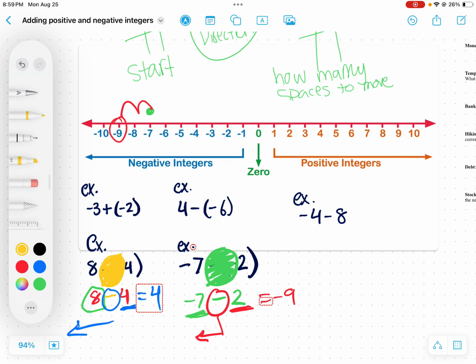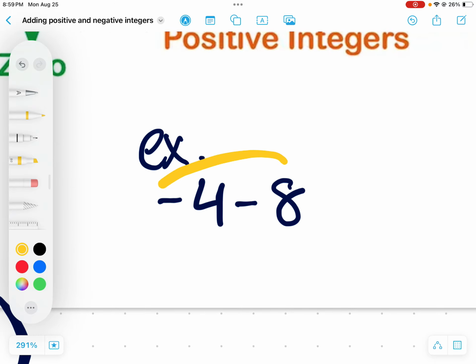Now some of the problems you might come across, like this one right here, will not have any winky faces or squinty faces. So even though there are 2 negative signs right here, there's no nose separating them. So this is not a squinty face. It's just a normal problem that we can just solve. Okay? There's no winky faces or squinty faces. There's no parentheses, nothing like that.